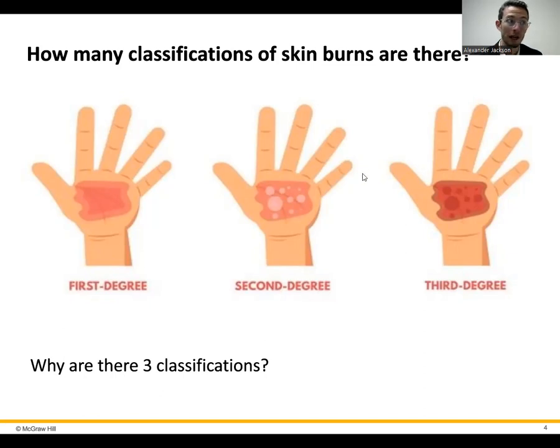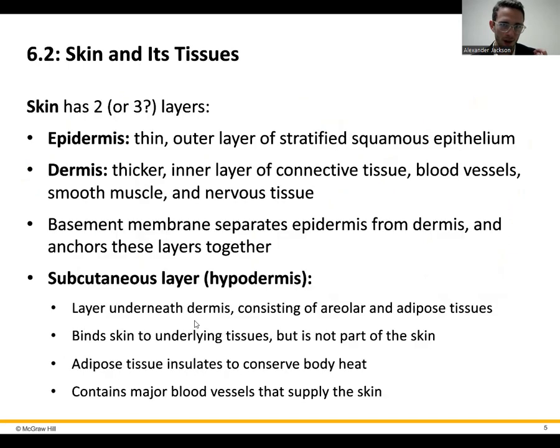Some of you might say, well, maybe it was because I was in a fire for like 10 seconds, right? Whereas with a first degree burn I kind of touched something hot and pulled my hand away real quick, right? So this isn't as dangerous. This is really dangerous, okay? Why are there three classifications though? Because it's due to the depth of the burn.